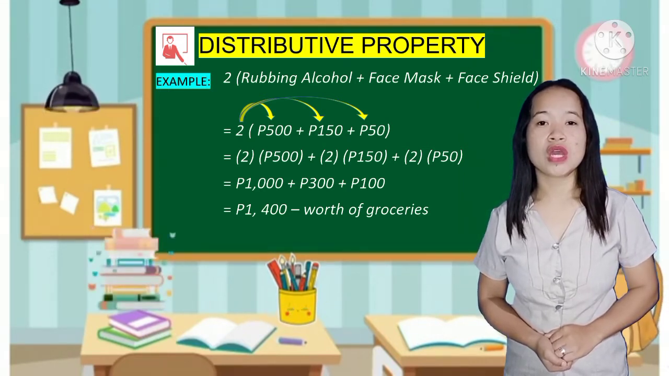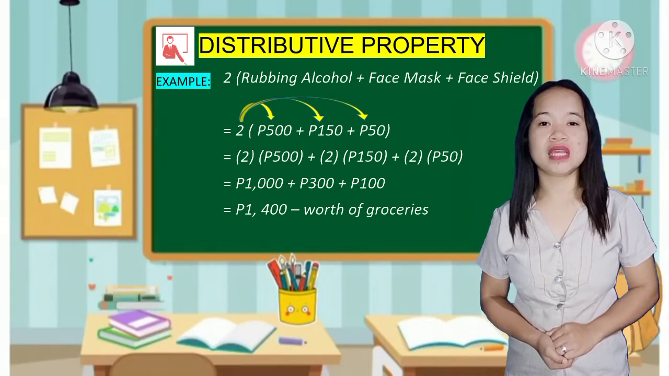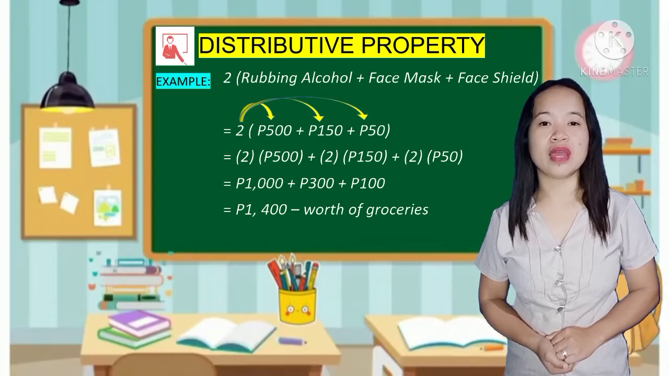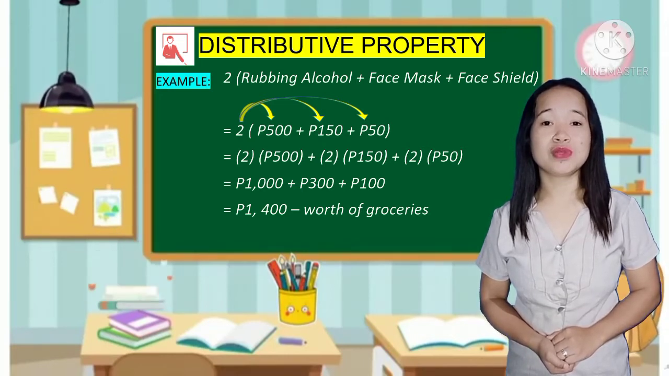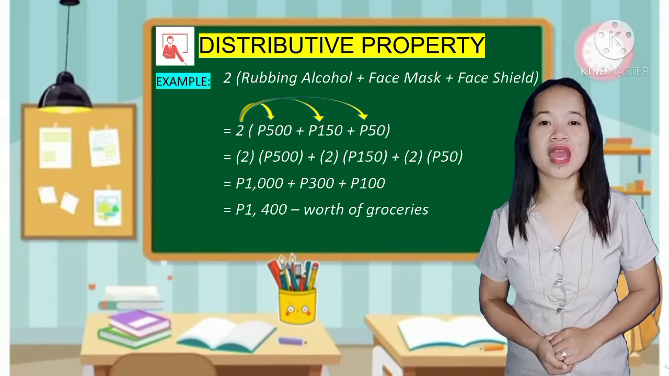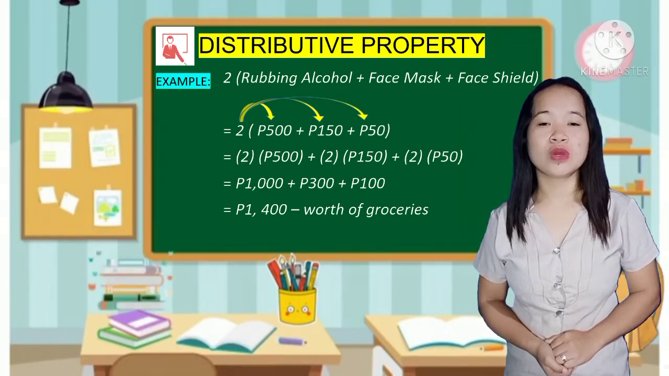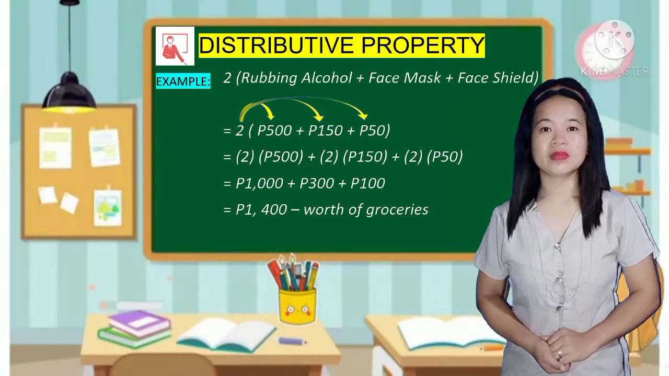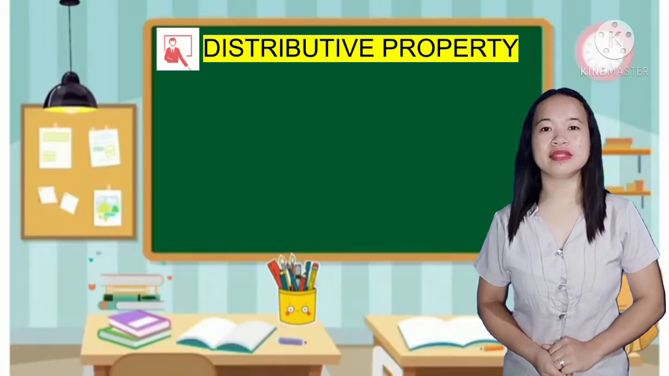So we have 2 times 500 is equal to 1000, plus 2 times 150 is equal to 300, plus 50 times 2 is equal to 100. Therefore, we have a sum of 1000 plus 300 plus 100, which is equal to 1400, the total worth of groceries. Now let us have some further examples.